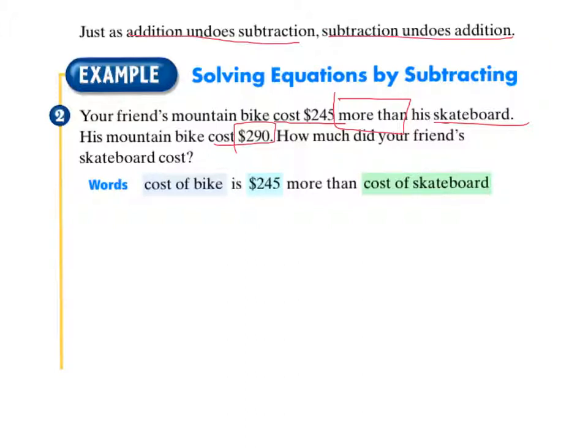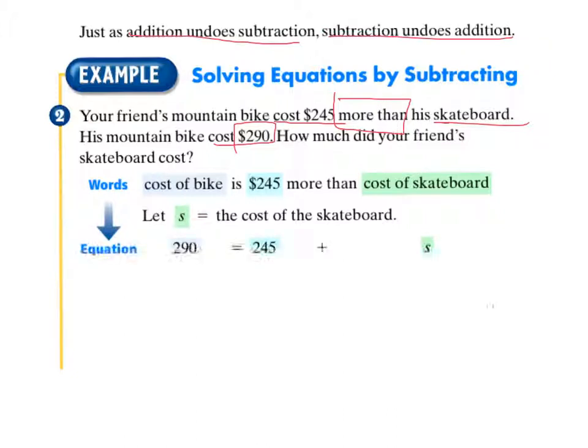So I know when I see "is," it's the same as equals. So I'm going to let S equal the cost of the skateboard that I don't know. And so the cost of the bike is $290. The "is" equals the equal sign. Then 245 more, so plus, than the cost of the skateboard, S. So that gives me an equation of 290 equals 245 plus S.